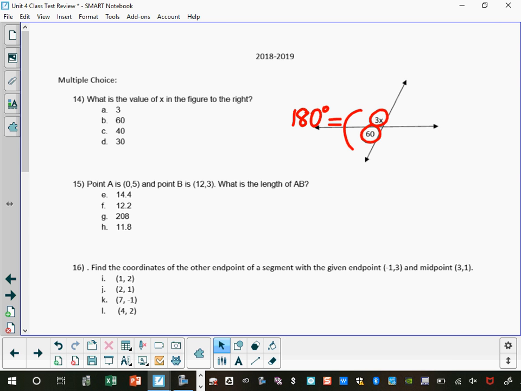How about you guys do this one? Type in 3x plus 60 is equal to 180. What do you get for x? You get 40? 40. Good. That's what we got. Number 14, your answer is C. Did everyone get 40?